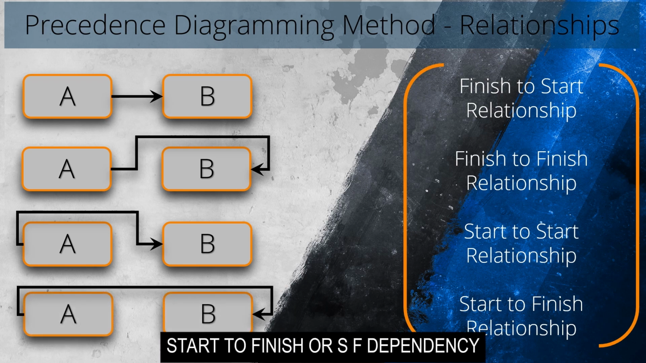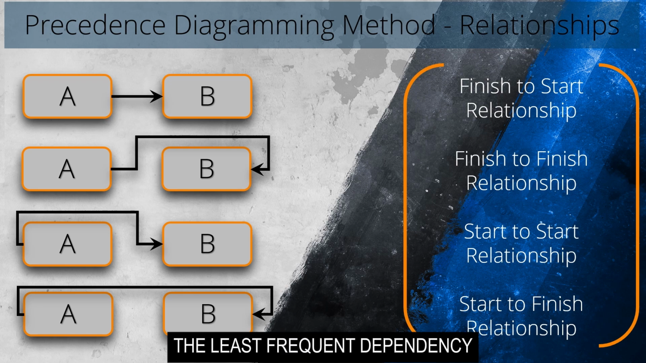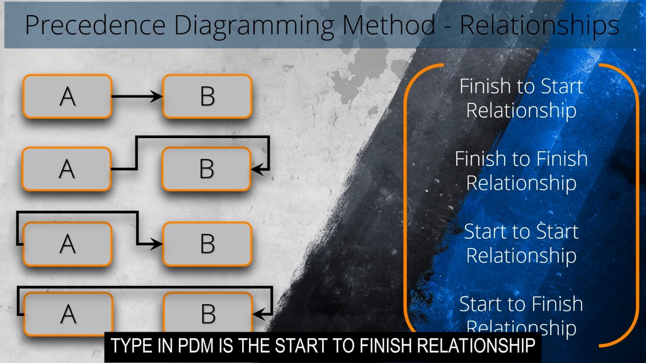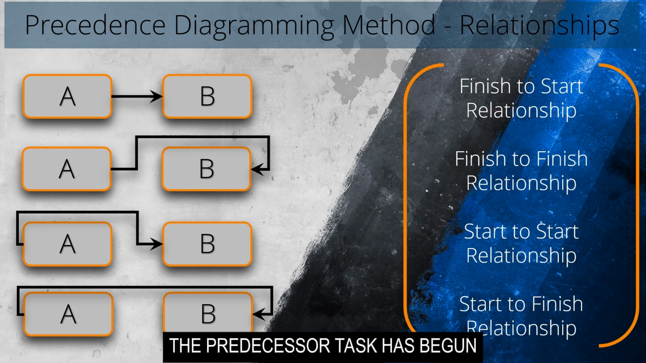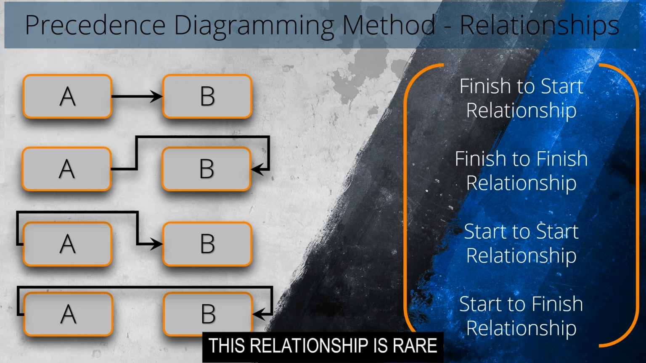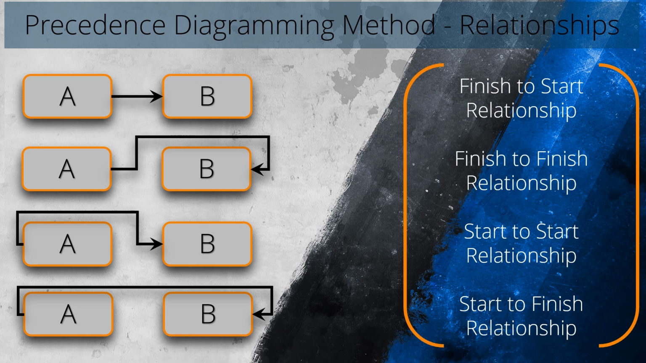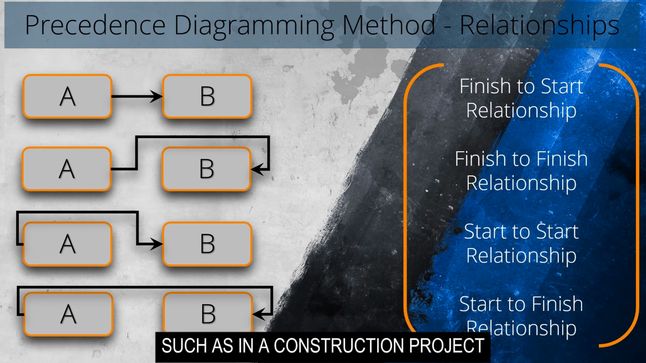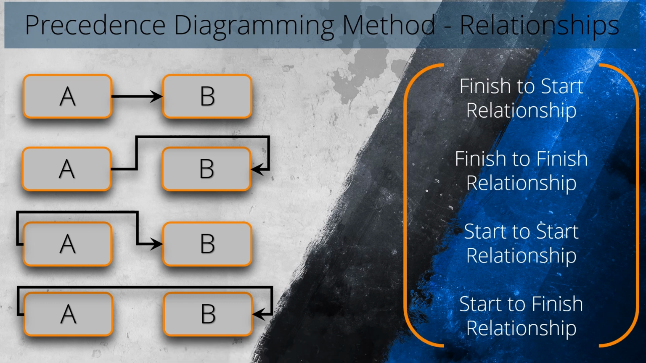Start to finish, or SF dependency. The least frequent dependency type in PDM is the start to finish relationship, which indicates that the successor task cannot finish until the predecessor task has begun. This relationship is rare, but can be useful in certain circumstances, such as in a construction project where the cleanup task may start when the demolition task begins, but it can only complete when the demolition task begins.